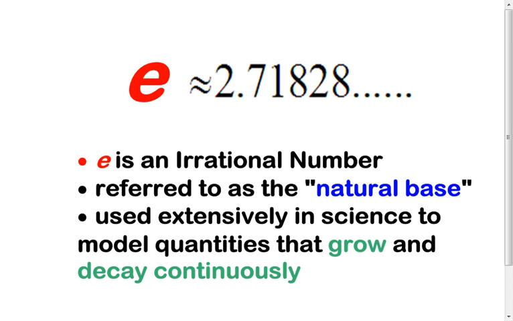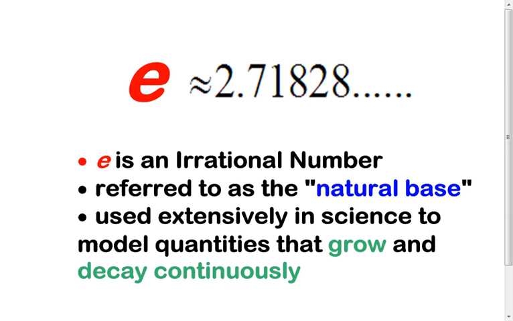So here's what you need to know. It is an irrational number. It is referred to as the natural base. You'll remember in a minute, I think, that you had natural logs, which are ln's. ln's are natural logs. It's referred to as the natural base, used a ton in science and in growth and decay situations, which we will look at some of over the next couple of days.